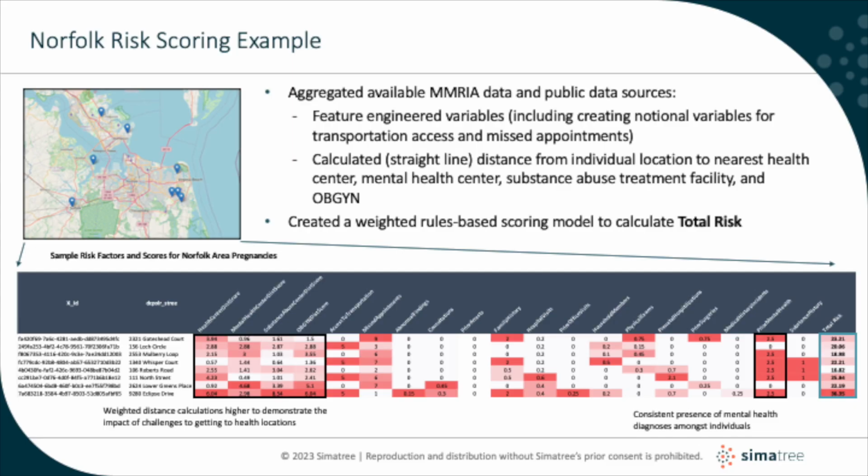We built a sample risk model for the entire population of available MMRIA deaths, but we're only highlighting those in the Norfolk-Suffolk area in this case study. We began by quantifying key data points from the MMRIA data, such as known mental health diagnoses, which were prevalent in many of the cases, or prior hospitalizations or substance abuse history. We also gathered data from publicly available sources on the nearest health facilities, such as hospitals, substance abuse treatment facilities, mental health facilities, and even OBGYNs, to create a distance calculation to those individual addresses.